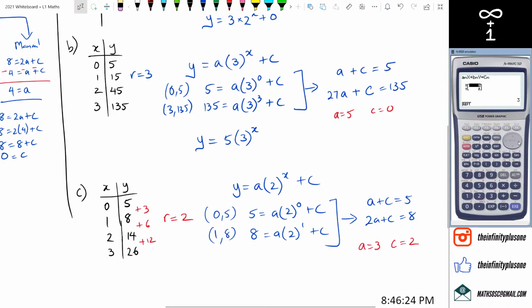Cool. So once we get that, we've got y is equal to 3 times 2 to the power of x plus 2. That's what I'm looking for.